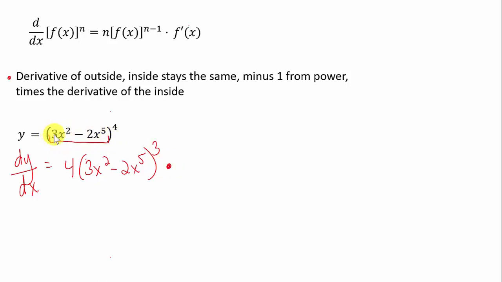So I'm going to multiply by the derivative of 3x squared minus 2x to the 5th. And since there's two terms, I want to put it in parentheses. So the derivative of 3x squared is 6x, and the derivative of negative 2x to the 5th is going to be negative 10x to the 4th. And that's my derivative. Now you can write these in any order.